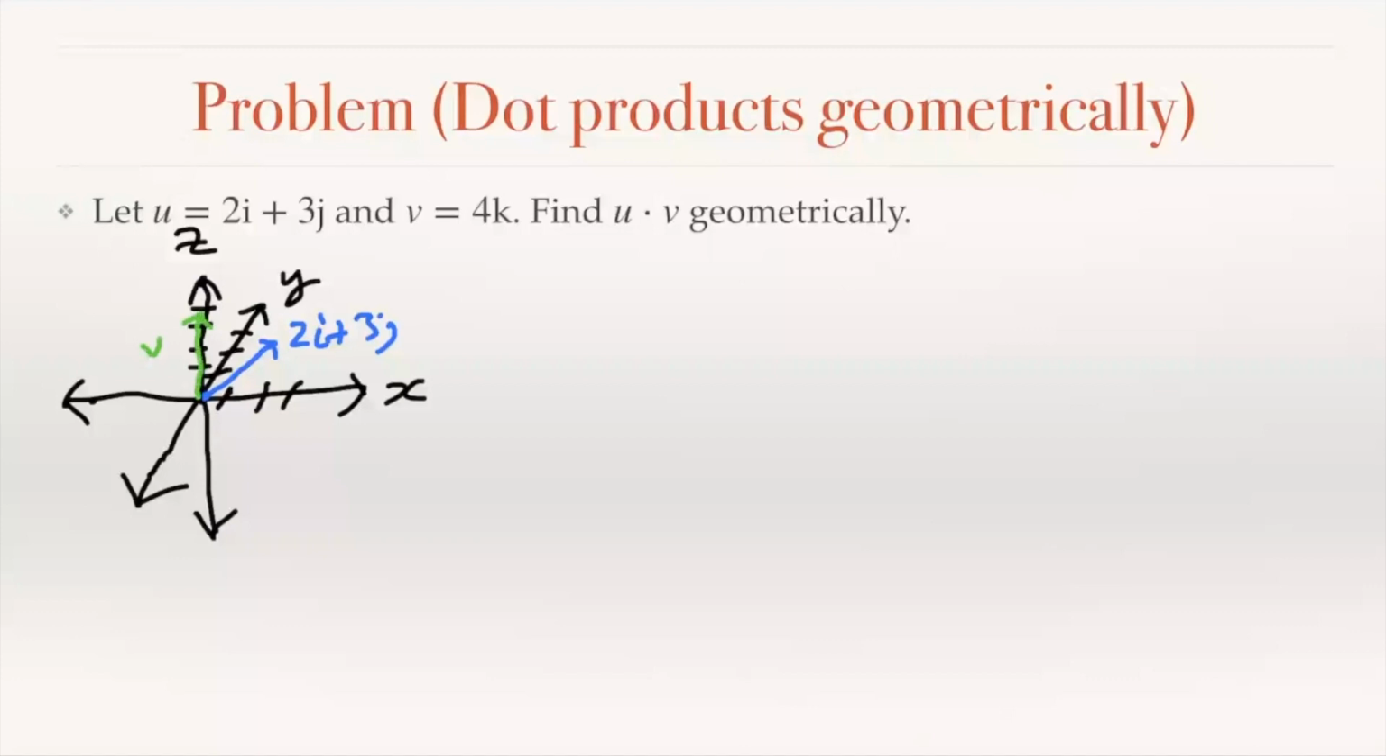So what is the projection of u onto v? Well, because u lies on the xy plane and v is perpendicular to the xy plane, they're perpendicular vectors. And remember that the dot product of perpendicular vectors is 0. After all, if we take u and project it onto v, then we just have a single point. So the projection of u onto v is the 0 vector, and thus u dot v will be 0 times something, and that is 0.